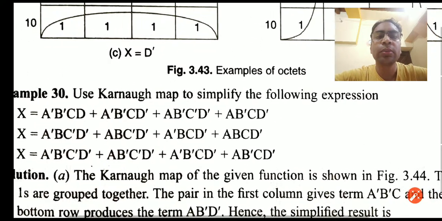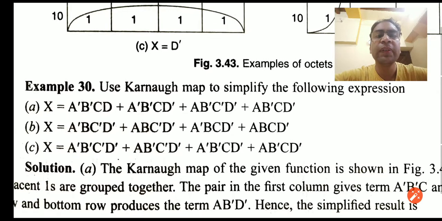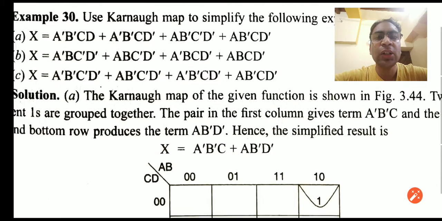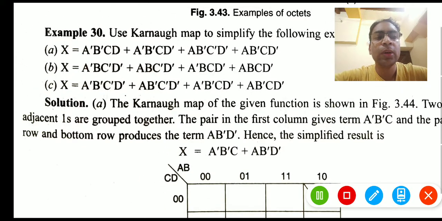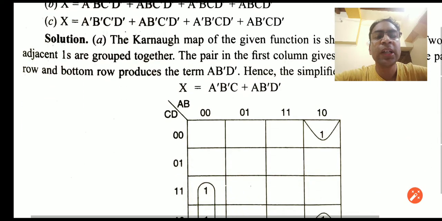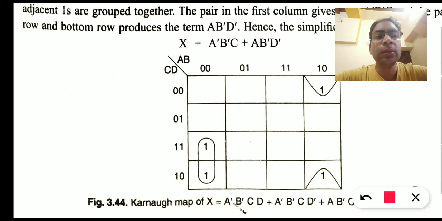We will see, using the Karnaugh K-map, simplify the following Boolean expressions. So we see that X is given as A dash B dash C D, A dash B dash C D dash, and so on. So we can form the K-map and we will mention the values. So let's see what the values are in this case. First is A dash B dash C D. The next is A dash B dash C D dash.